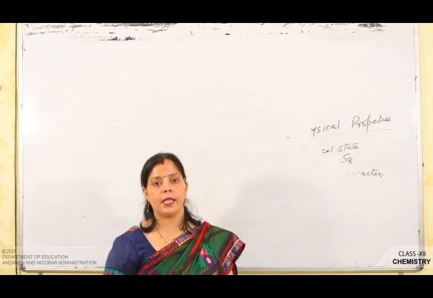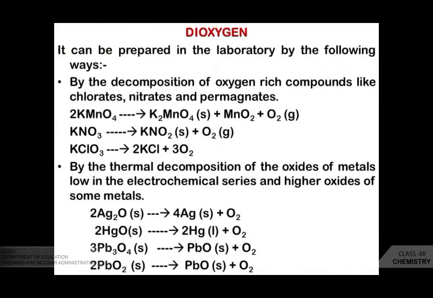Children, you can see in the slide that dioxygen can be prepared in the laboratory in the following ways. First is by the decomposition of oxygen-rich compounds like chlorates, nitrates and permanganates. You see that chlorates and permanganates undergo decomposition and give oxygen along with other compounds. Next is the thermal decomposition of the oxides of metals low in the electrochemical series, and higher oxides of some metals.